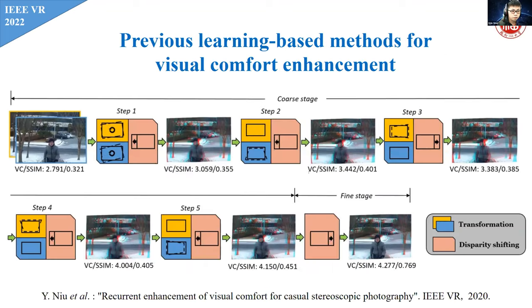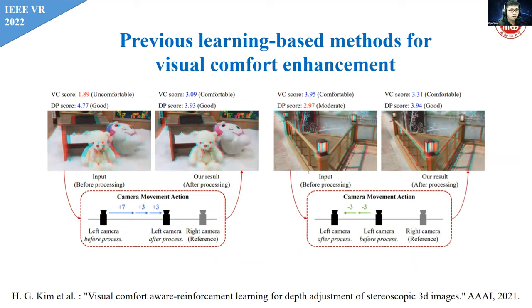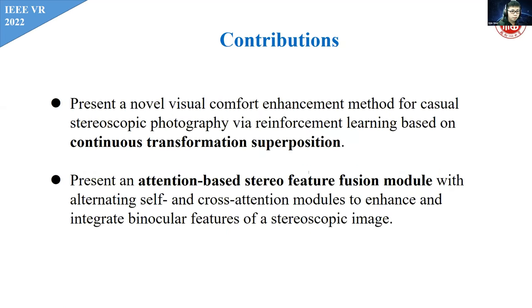To improve the visual comfort of a stereoscopic image, several learning-based methods have been proposed in recent years. NeuroAI recurrently manipulates the left and right views until they reach the optimal conditions. KIM-AI adjusts the disparity by simulating camera motion to obtain comfortable stereoscopic images. Different from the current learning-based methods that use fixed and discrete transformations as actions, we apply continuous transformations as actions to approach better solutions. Besides, we use self and cross attention modules to enhance and integrate binocular features of a stereoscopic image.